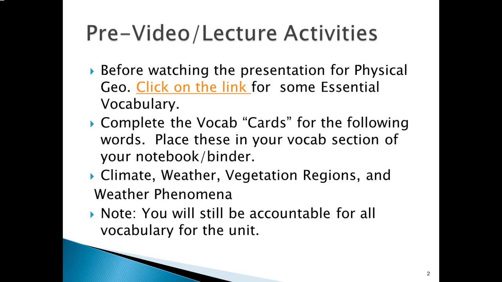On this particular slide, we have 4 vocabulary words we need to put into the vocab section of your notebook and binder. They are climate, weather, vegetation regions, and weather phenomena. Please use the template that we have in class and that's found in your notebook for these vocabulary words. If I'm a student in class now, I'm going to press pause and complete the activity for the 4 vocabulary words.